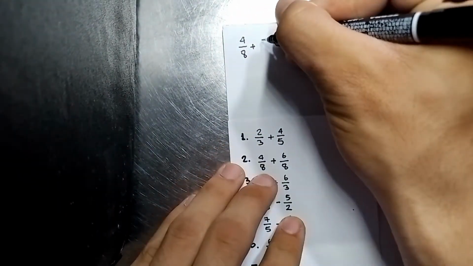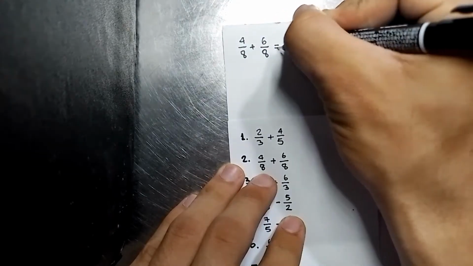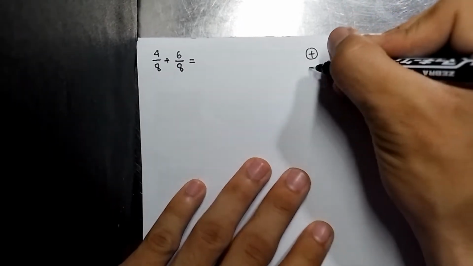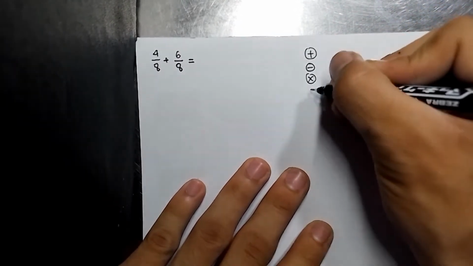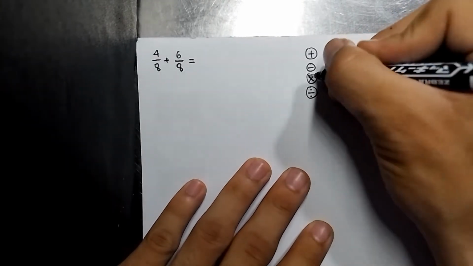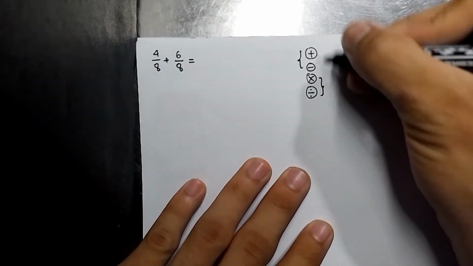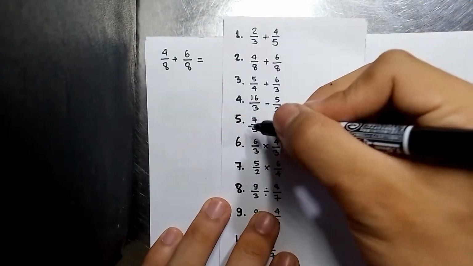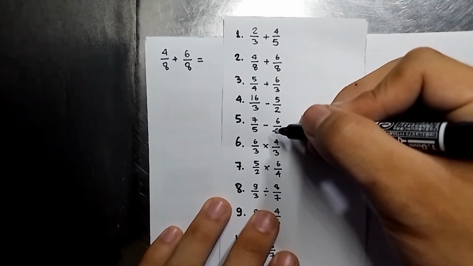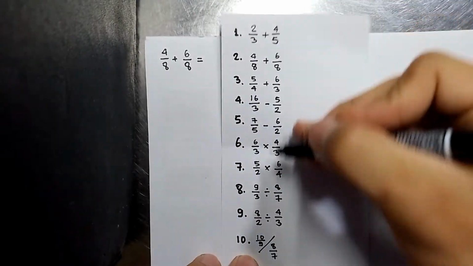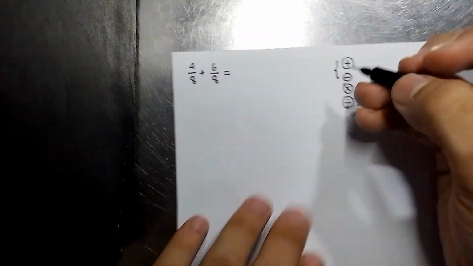4 over 8 plus 6 over 8. How do we do it? You know that in math, there are 4 types of signs: plus, minus, multiply, and divide. These two are siblings, and these two are another sibling, from another family. Why do I say that? Because as you can see here, from 1 to 5 they are plus and minus, and from 6 to 10 are multiplication and division.